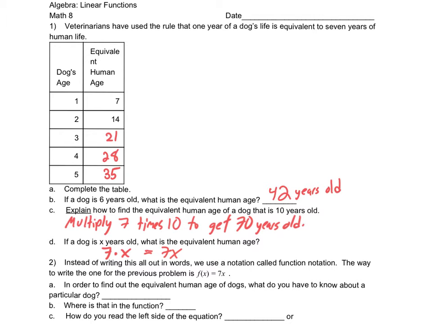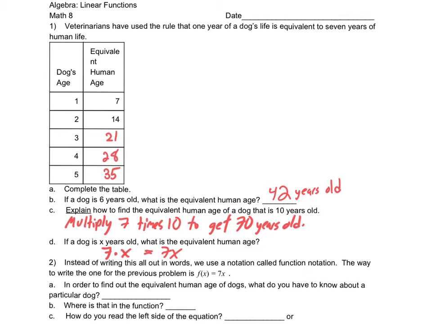The way to write the previous problem that we just had is f of x equals 7x. Now, this is actually really important to look at here. This part here is pronounced f of x, which means a function of x. This is not f times x. You guys have always seen parentheses as multiplication. In function notation, it doesn't mean that. It means a function of x, and we'll get to the use of that in a minute here.